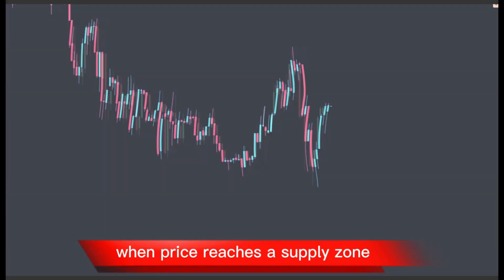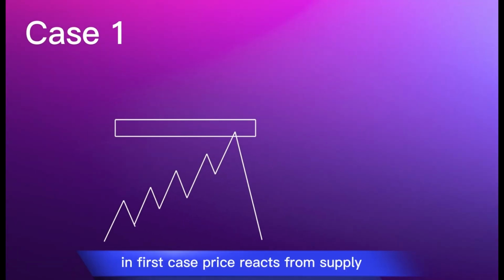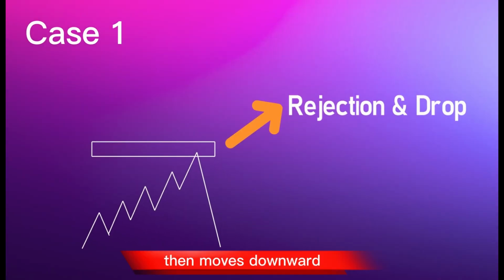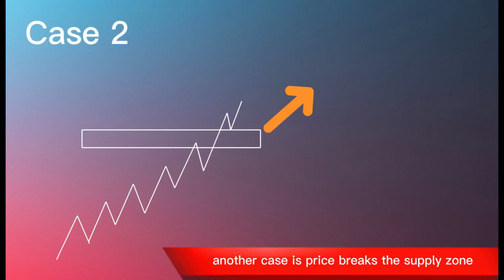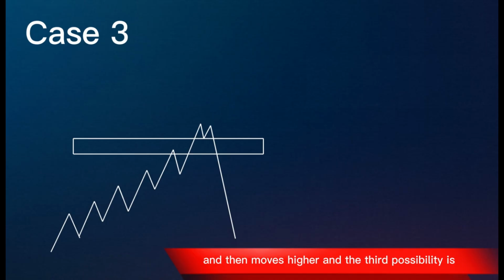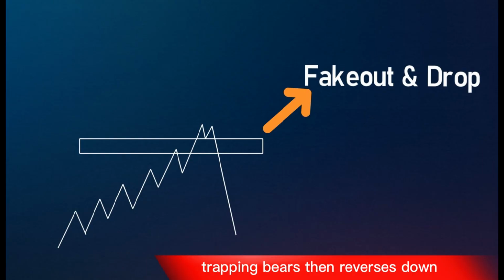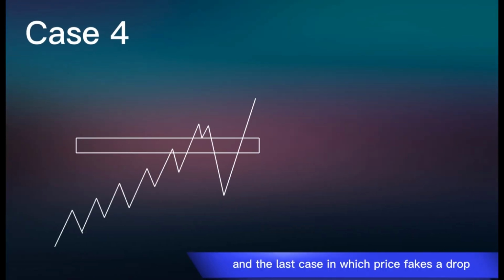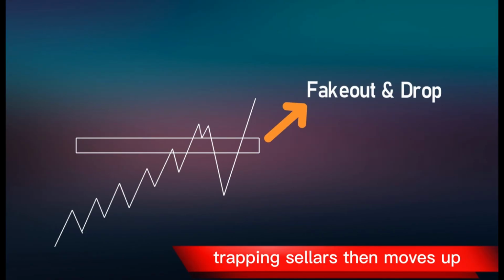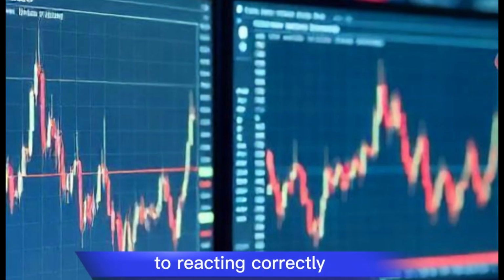When price reaches a supply zone, several reactions are possible. In the first case, price reacts from supply, then moves downward. Another case is price breaks the supply zone and then moves higher. The third possibility is price briefly breaks the zone, trapping buyers, then reverses down. And the last case is one in which price fakes a drop, trapping sellers, then moves up. In such situations, understanding market structure is key to reacting correctly.